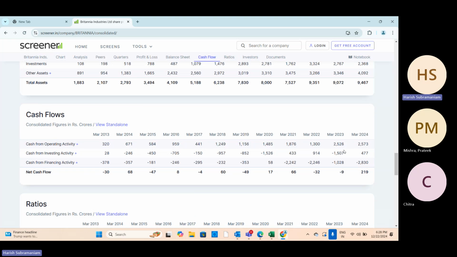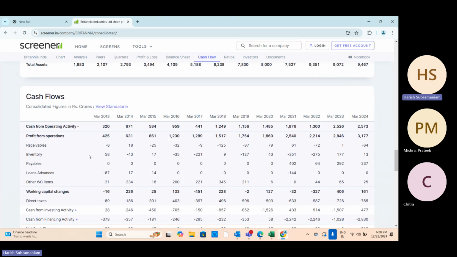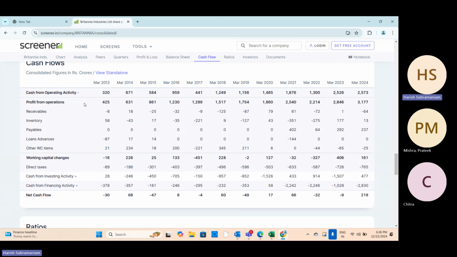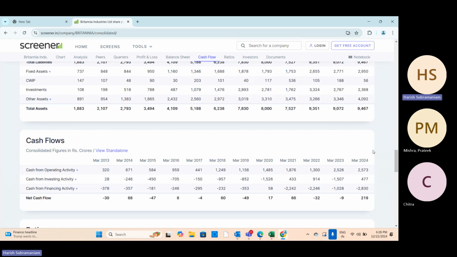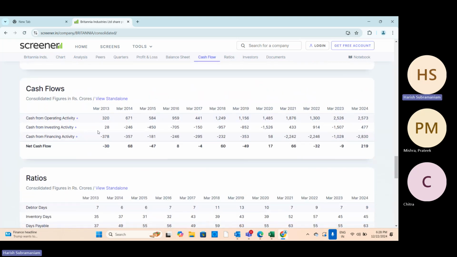So this is very, very important for a business to be sustainable. If the business does not have a positive operating cash flow, then that's a very, very big danger sign. Right. On average, cash from investing activity, it is a good.